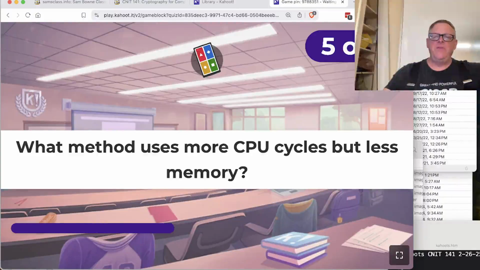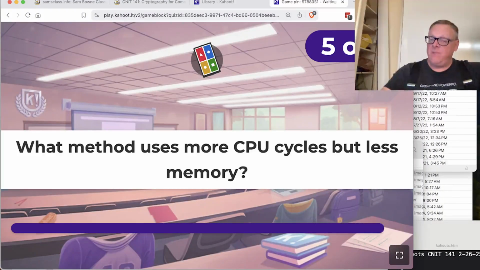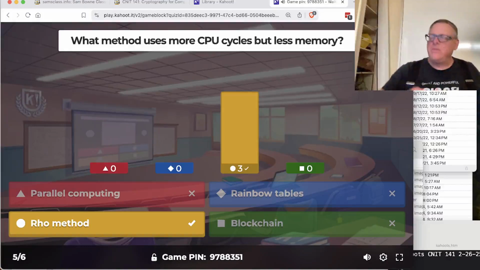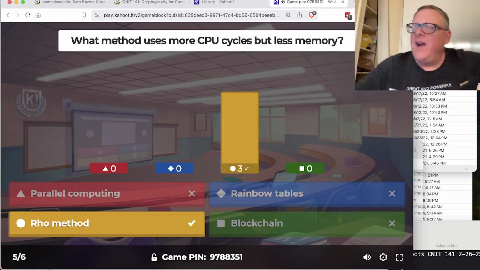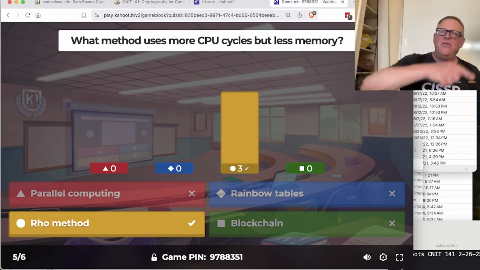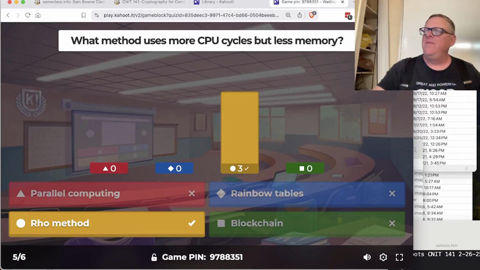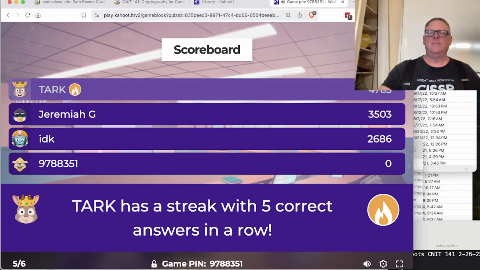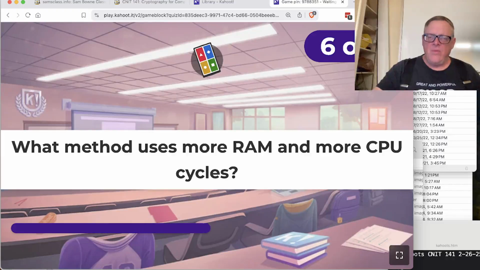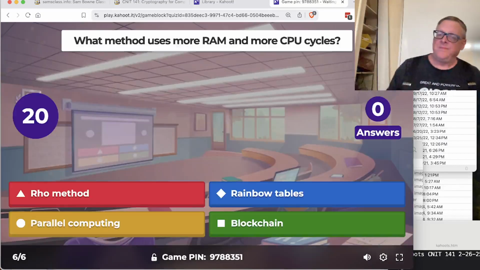All right, what method uses more CPU but less memory? That's the row method we talked about, where you only store some of the hashes you find instead of storing them all, and the penalty is it will take you a little bit longer to find the fact that you're stuck in a loop. All right, what method uses more RAM and more CPU?